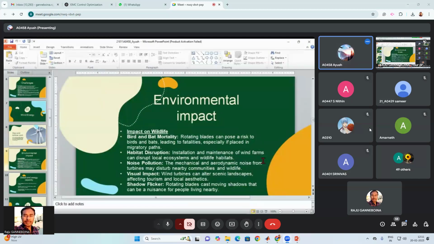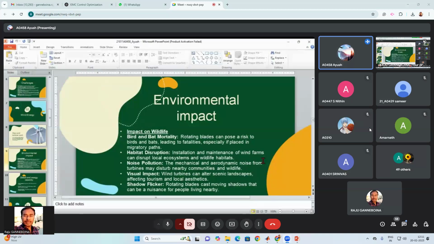Habitat disruption. Installation and maintenance of wind farms can disrupt local ecosystems and wildlife habitats. Noise pollution. The mechanical and aerodynamic noise from turbines may disturb nearby communities and wildlife. Visual impact. Wind turbines can alter scenic landscapes, affecting tourism and local aesthetics.